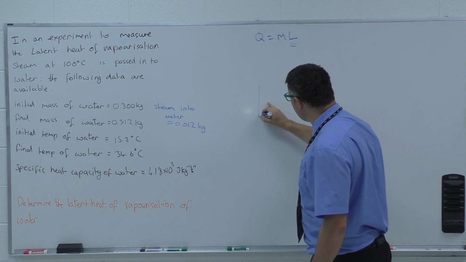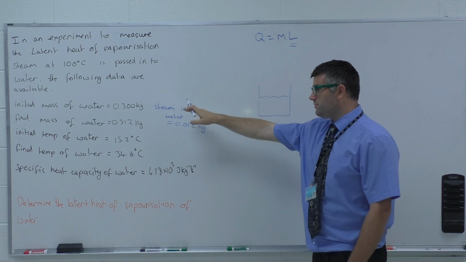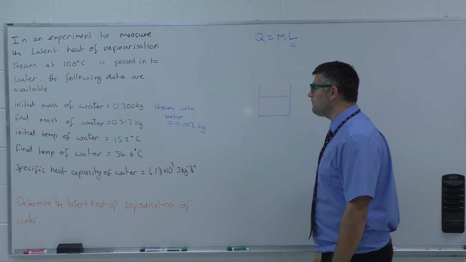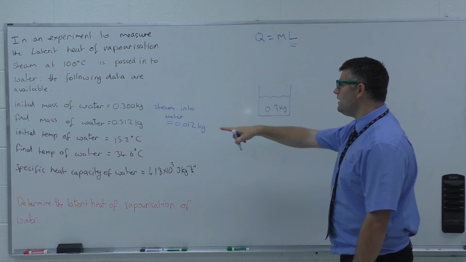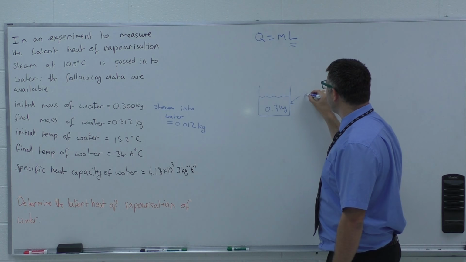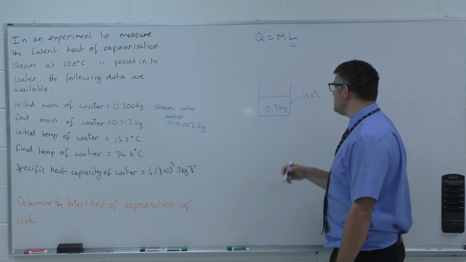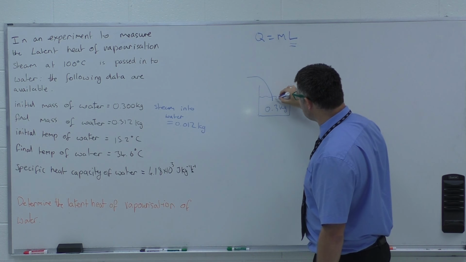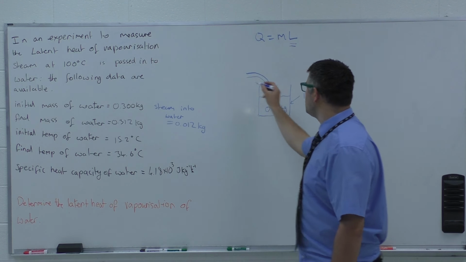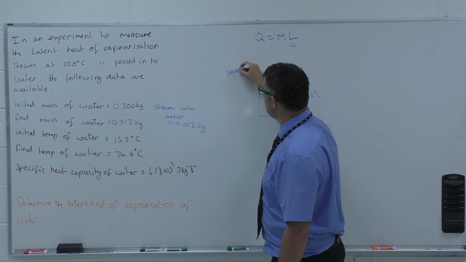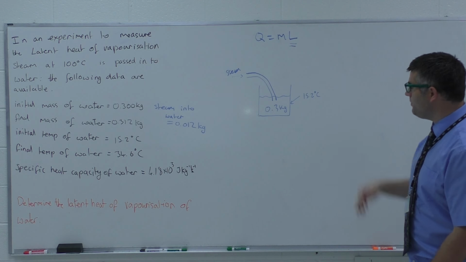So we've got a container, and in that container we've got our water, the 0.3 kilograms of the water. What's more interesting is that we know that the temperature of this water is 15.2 degrees Celsius. Now somehow we are piping steam into this. You could maybe have a pipe going into it from a source of steam that's being pumped into there. And so the steam is being pushed through that tube into the water.